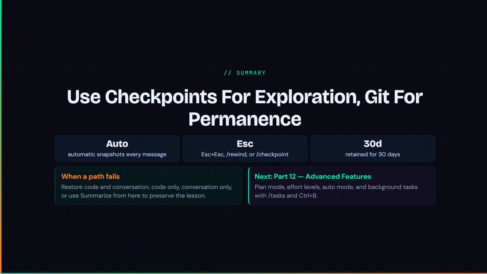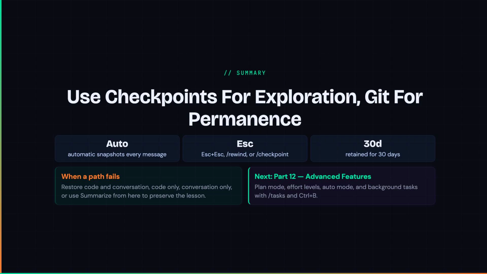The decision framework is this. Use checkpoints when you want fast recovery during exploration. Open them with Escape twice, /rewind, or /checkpoint. Choose restore when you need to jump back, and choose summarize from here when the failed path still taught you something. Keep Git for permanent, shareable milestones.